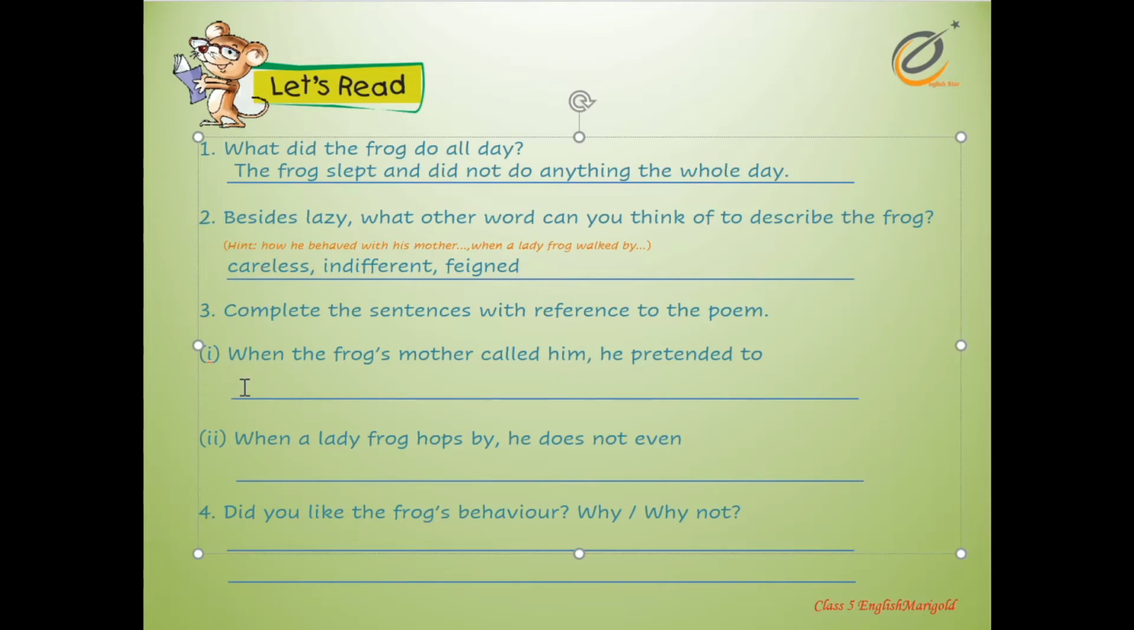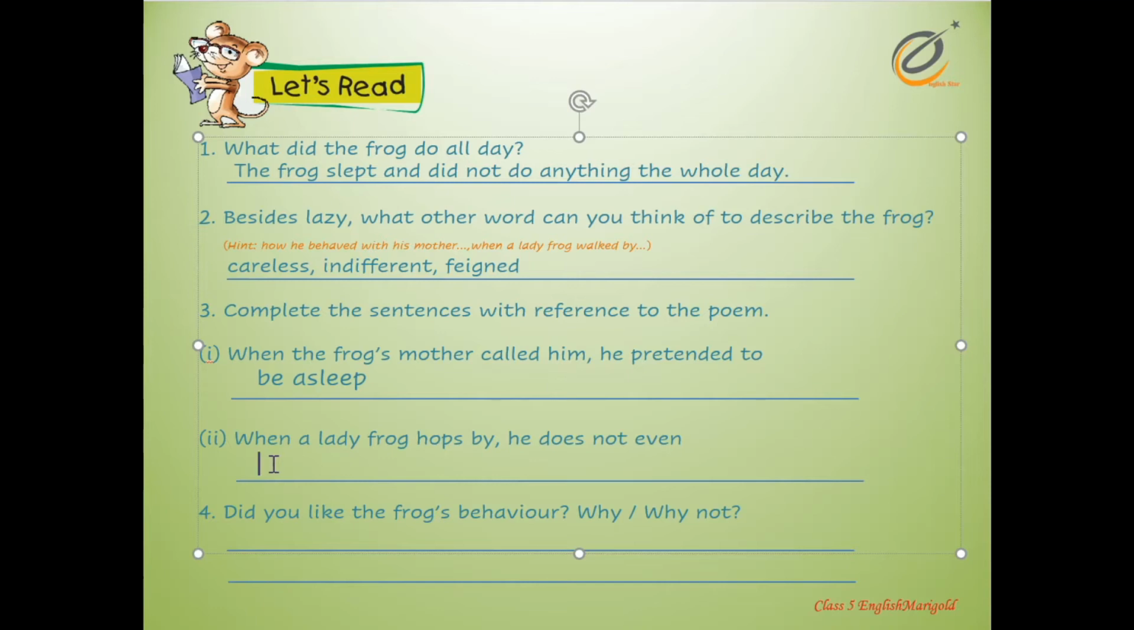Number 3. Complete the sentences with reference to the poem. When the frog's mother called him, he pretended. What did he pretend? Pretend means to show what is false, actually. So he pretended to be asleep, right? And he didn't respond. Next, number 2. When a lady frog hops by, he does not even. So guess what will be the answer?